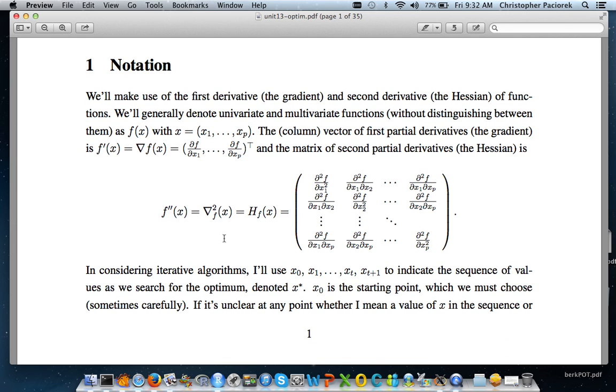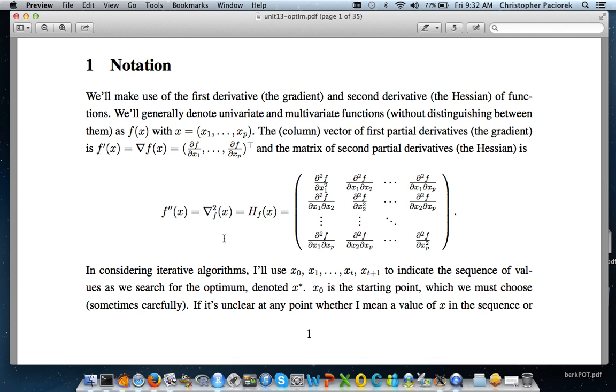Okay, so when we're doing optimization, we're often going to be making use of derivative information. So we're going to be either hill climbing or seeking a valley, and we're going to try and use derivatives to get us to the peak or the valley more quickly. So just in terms of notation, the basic idea is we're going to be trying to optimize some function f with respect to arguments x. And x might be a scalar or x might be a vector, so we might be optimizing in a p-dimensional space.